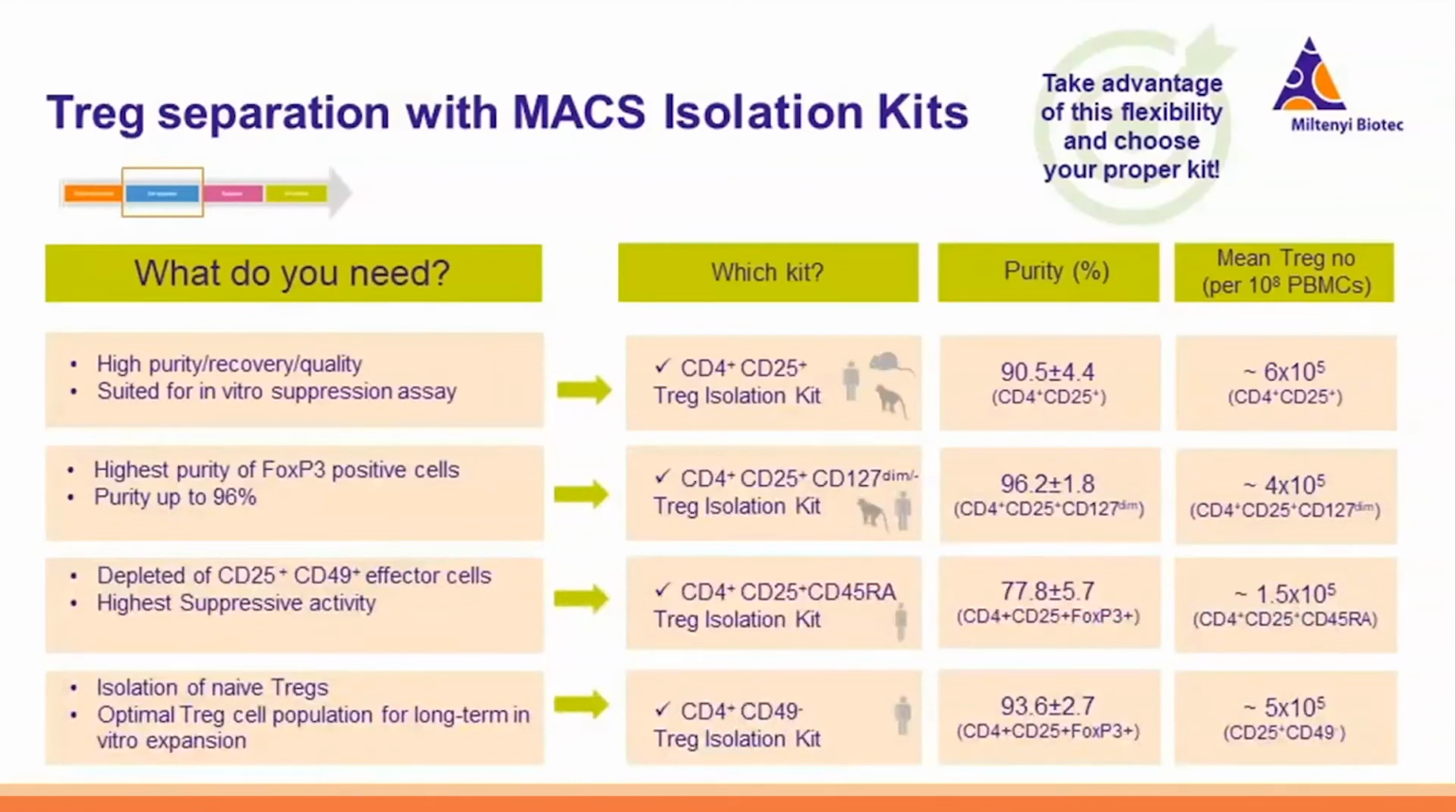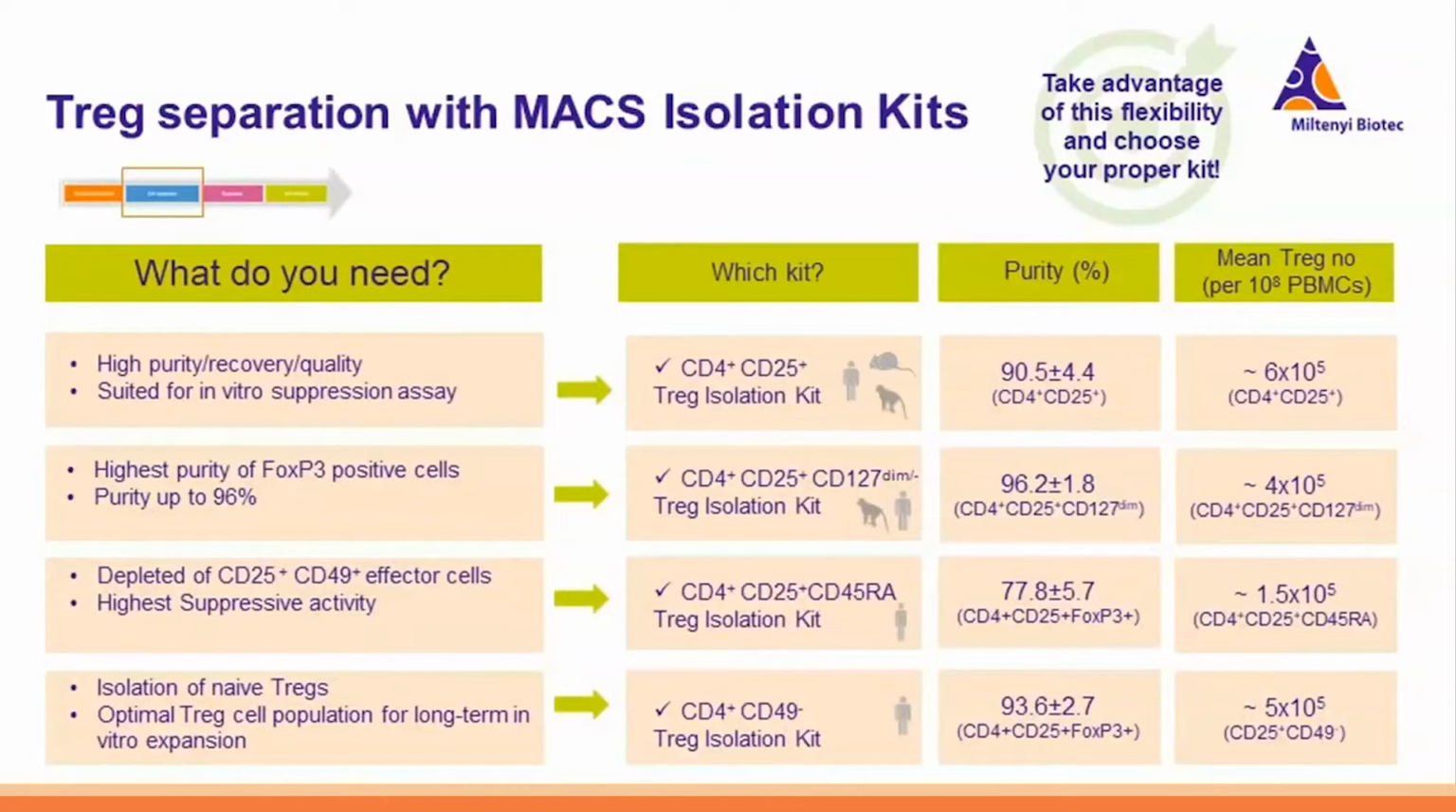Let's start with the isolation kits. With Max isolation kit, you use our advanced cell separation Max technology, which works with minimal labeling with no effect on cell biology for full downstream capabilities. We offer you different Treg isolation kits for different species with various downstream application.